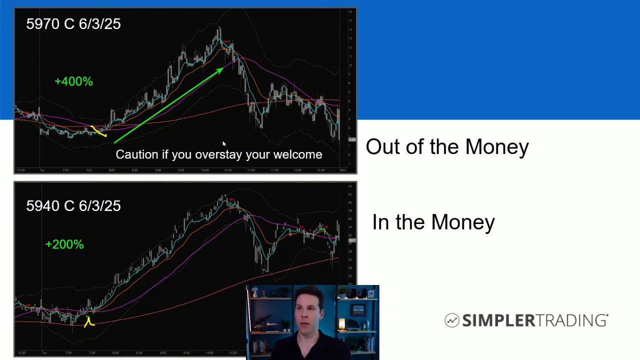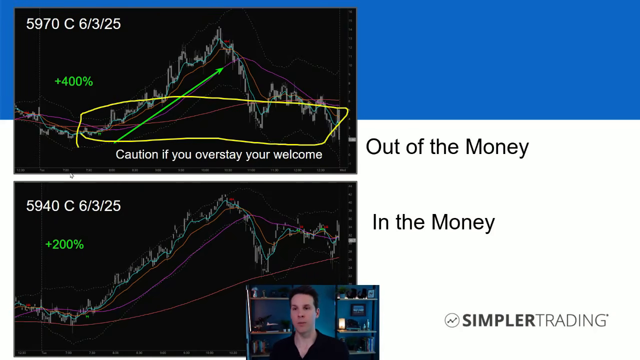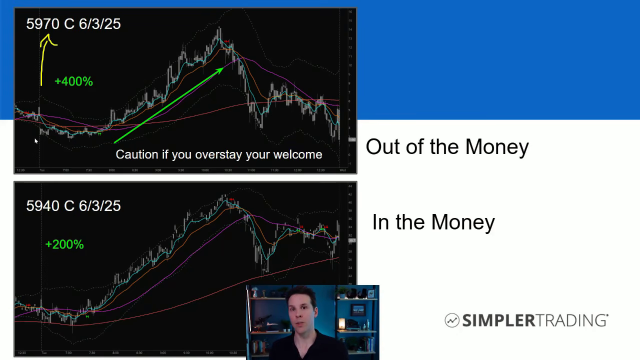Now the other thing to pay attention to is if you overstay your welcome. Because this is an out of the money option, if it goes up into the money and then the market kind of backs off a little bit and gets out of the money, you are going to lose value very, very quickly, because that option really didn't have much value to begin with, and suddenly it became out of the money. And now the likelihood that the market is going to close at or inside of that strike is very slim, and you can see now you've just lost all your value.